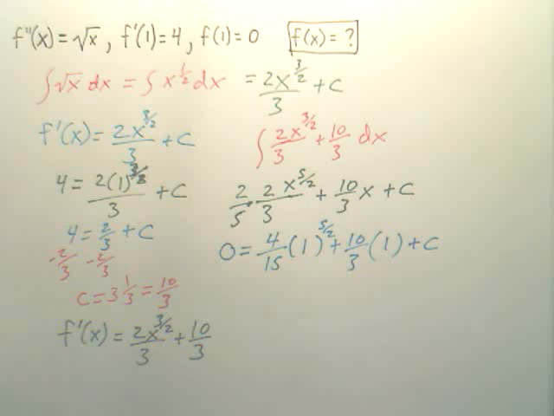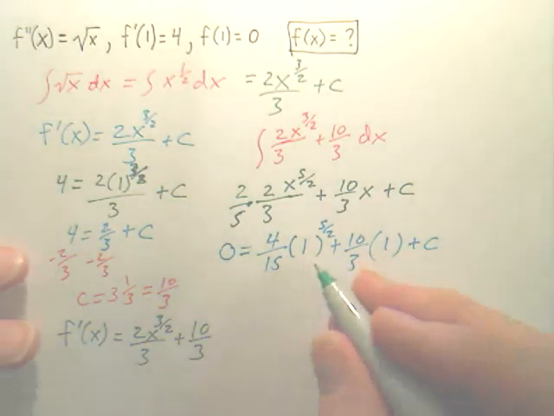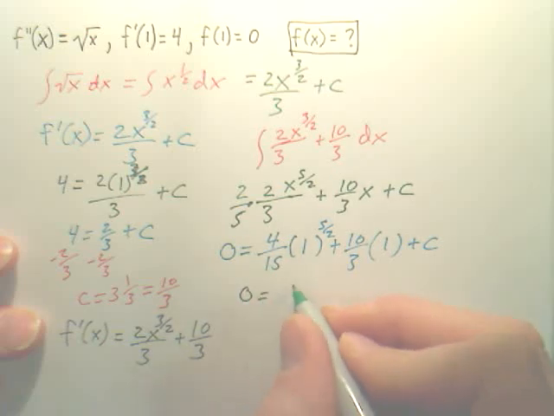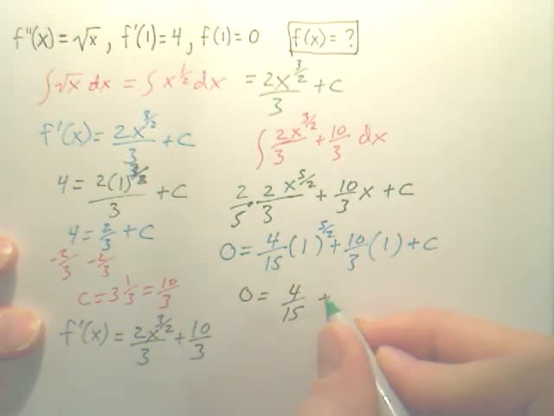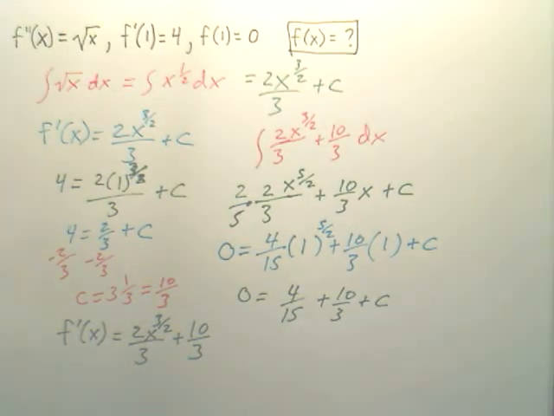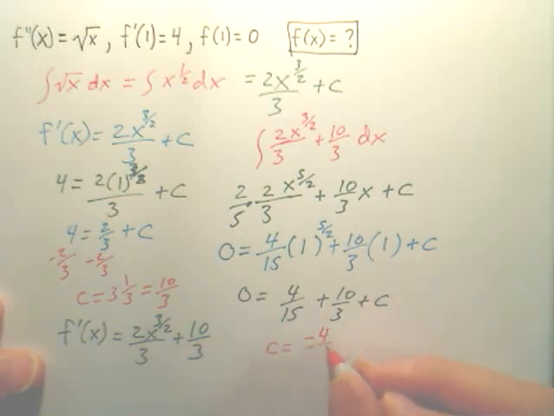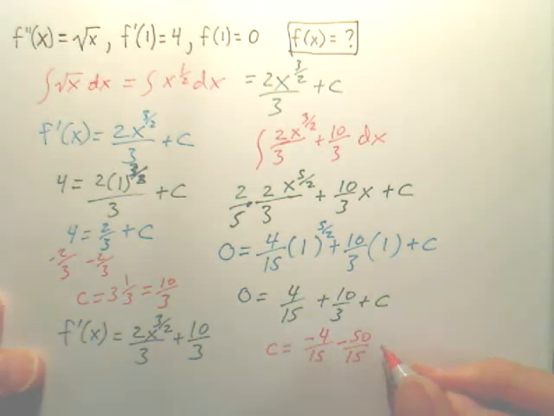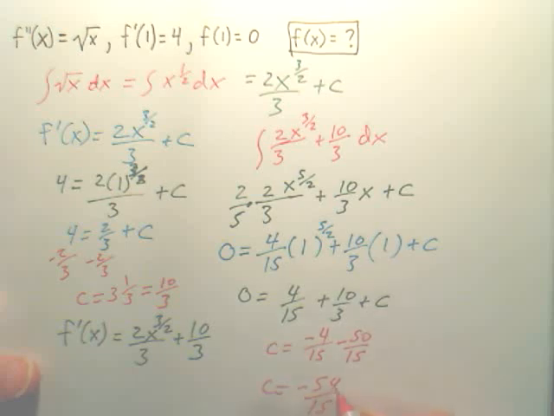If I solve this for c, it looks like I'll have 0 equals 4/15 plus 10/3 plus c. That's nice and ugly, but not that bad though. When you get c, you have to subtract those both over: negative 4/15 minus, multiply that by 5, 50/15. And so it looks like c equals negative 54/15.